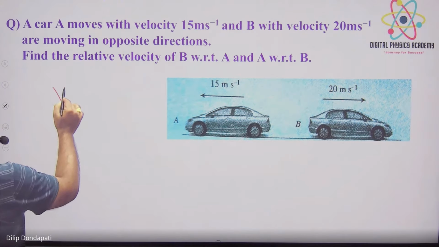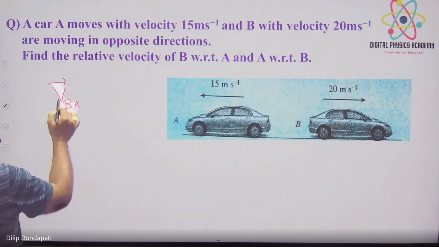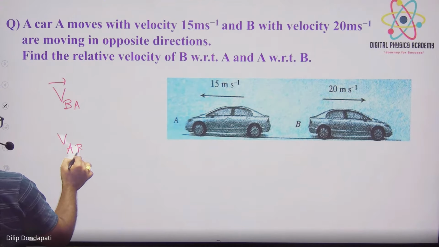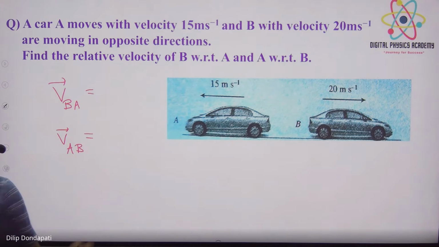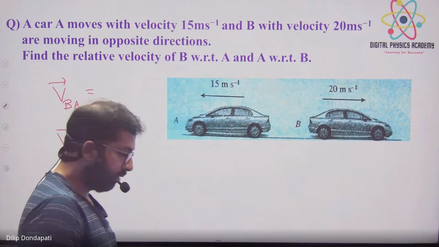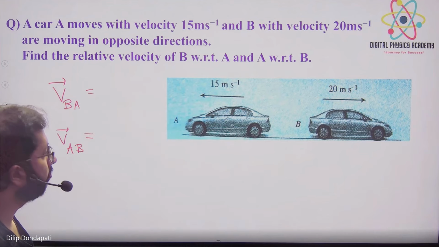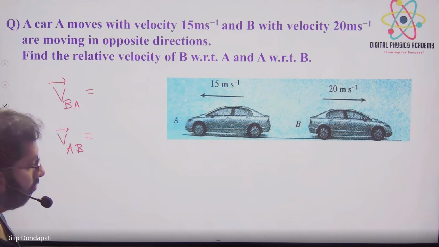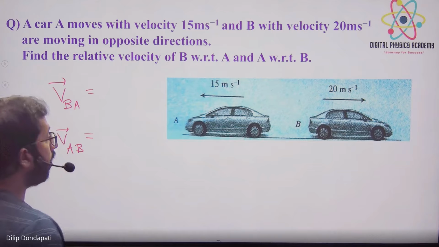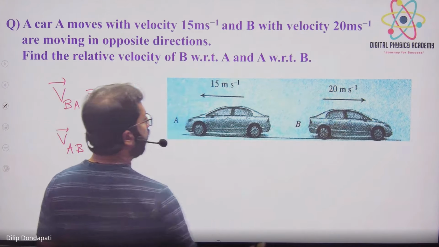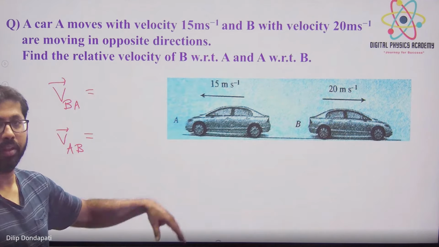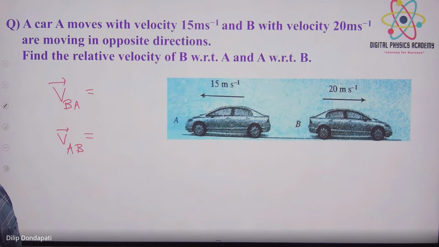I want the velocity of B with respect to A and the velocity of A with respect to B. Student: If we keep the 20 meters per second in the opposite direction, won't it just go that side only? Yes, I am talking about its feeling. First do it with the formula, later we will do that. First do it with the formula, Jay. So you get 35 and minus 35.